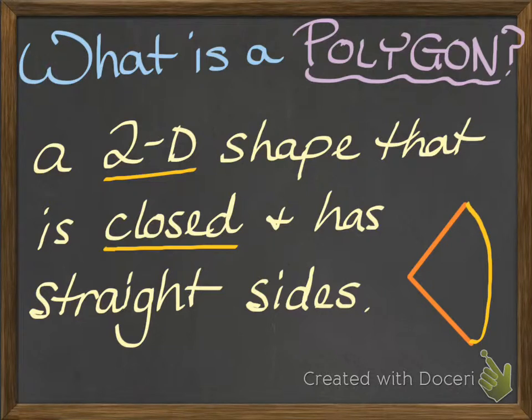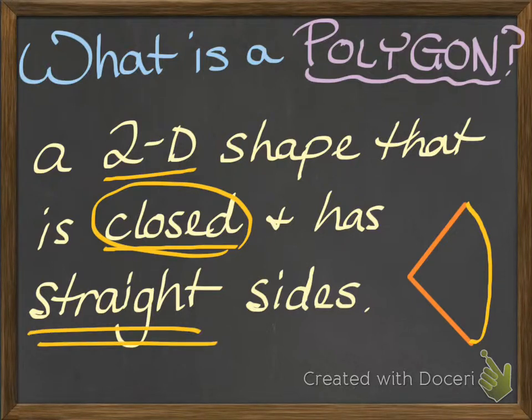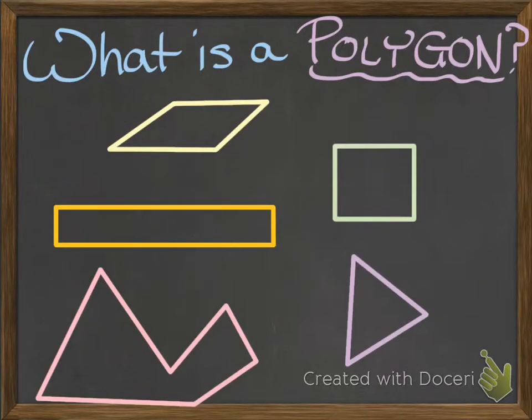It has to be a flat shape. It has to be two-dimensional and flat. It has to be closed, and it has to have straight sides. So any shape that you see that fits those criteria is a polygon. So here are some examples. These are all polygons. I know they are all polygons because they all are flat shapes, two-dimensional. They all have straight sides, and they are all closed.